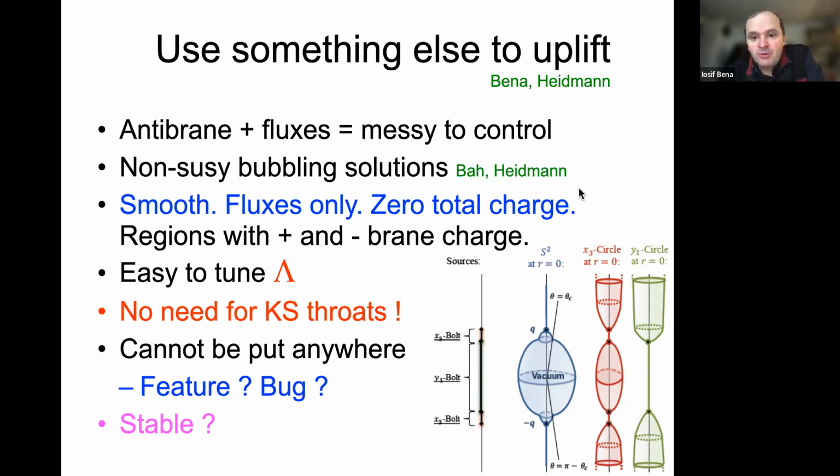And again, they use this formalism which was found by Iosif Bena and Pierre Heidmann on how to build multiple bubbles with positive and negative charge. So I think this is the point I wanted to take from the first part of the talk, is that maybe there are some better ingredients than the anti-branes. Of course, people can defend the anti-branes, but I think there are some better ingredients.